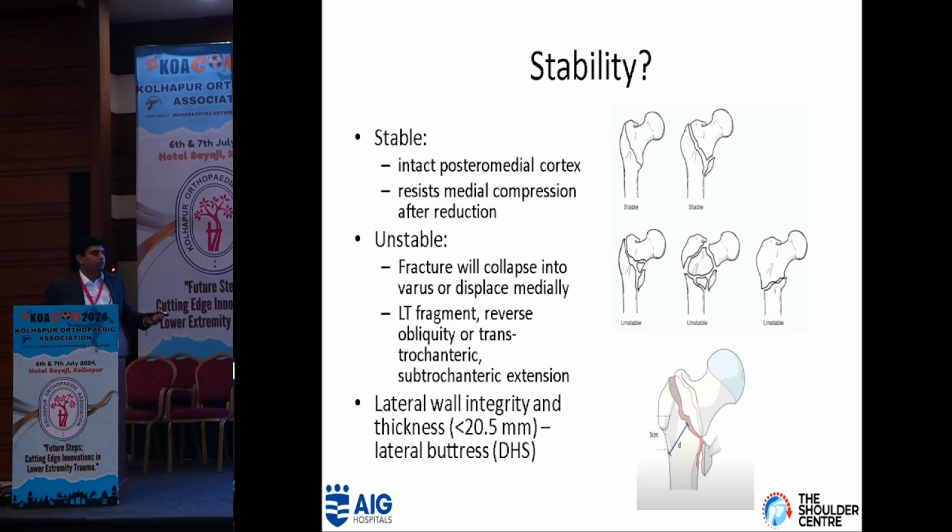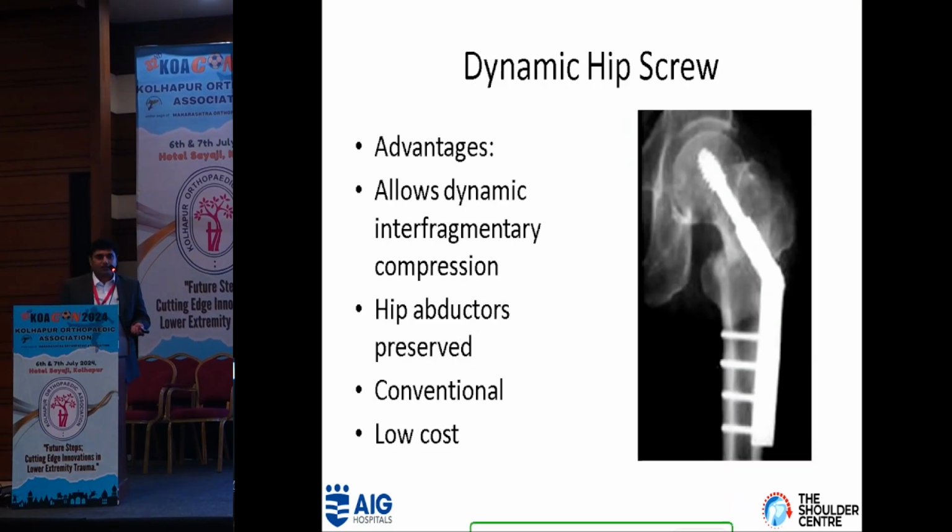So if this bit of the GT is more than 20.5 millimeters, then a DHS can be used. If the GT is comminuted or if it is less than that, then there is likelihood that the DHS can fail. I'm not here advocating any type of implant. I'm a fan of DHS, but recently I'm using more and more of cephalomedullary nailings, but we're just looking at the evidence. The DHS allows dynamic interfragmentary compression, as you all know. The hip abductors are preserved during the approach, and as it is conventional, surgeons are very familiar with it, and it is low cost also.